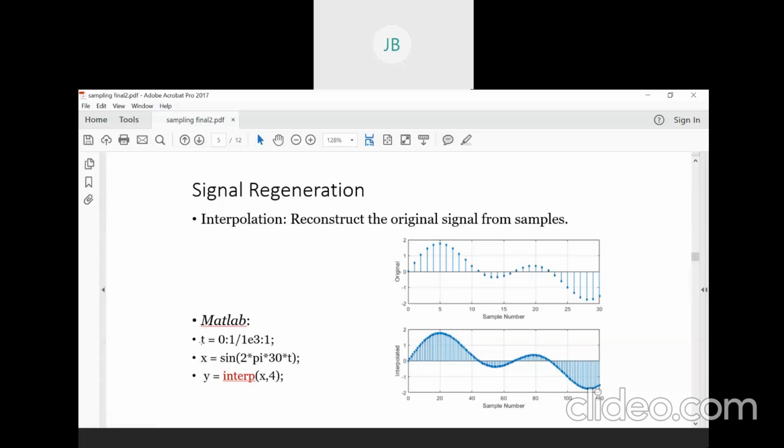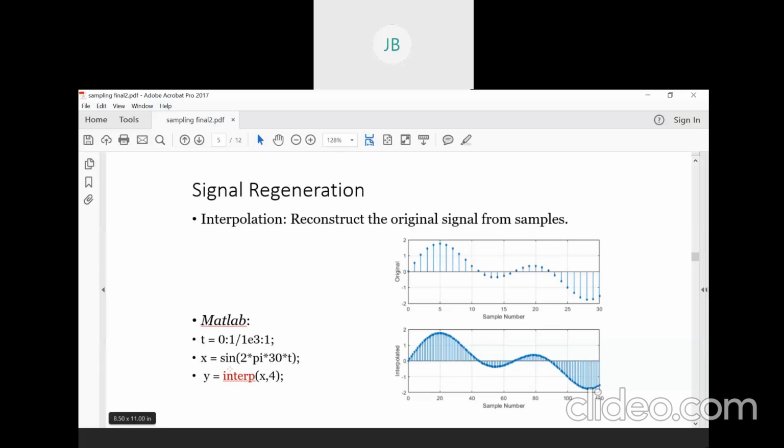In the MATLAB code, it is a 3-line code shown here, but the keyword is the command used to reconstruct the signal from the samples. That is the third line here. We use interpolation to reconstruct the signal.